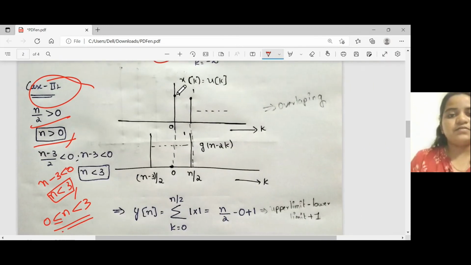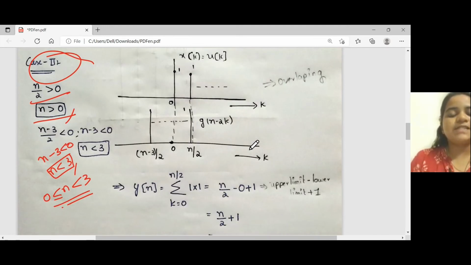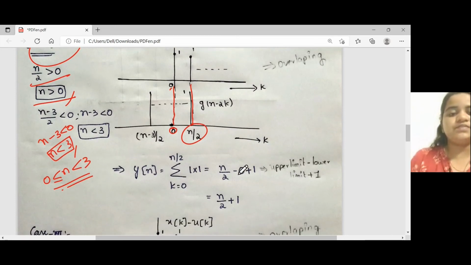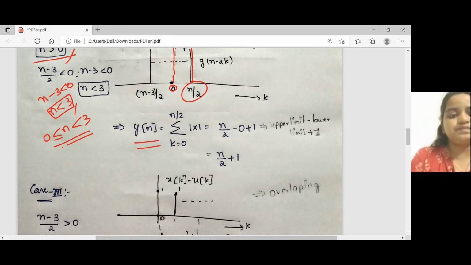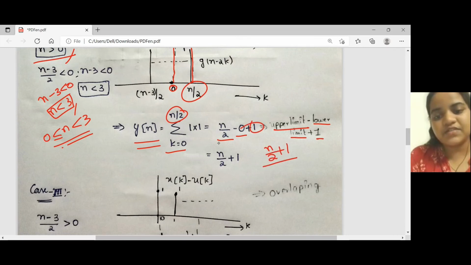After plotting the graph of x of k and z of n minus 2k, we will see there is an overlapping here at 0, here at n minus 2k. So the y function will be the summation of k from 0 to n by 2, 1 into 1, that is equal to upper limit minus lower limit plus 1. So we will get n by 2 plus 1 as the final answer.